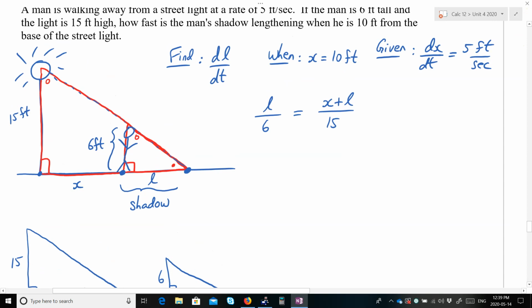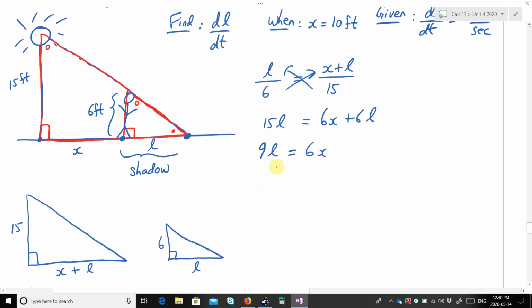Okay, so there's our equation that involves x and L. We can simplify it a little bit before we differentiate both sides with respect to time, so why don't we cross multiply? We would get 15L equals 6x plus 6L. Subtract 6L from both sides and we get 9L equals 6x. Differentiate both sides with respect to time. The derivative of 9L is 9 dL/dt. The derivative of 6x is 6 dx/dt. What are we trying to solve for? This guy. Divide both sides by 9.